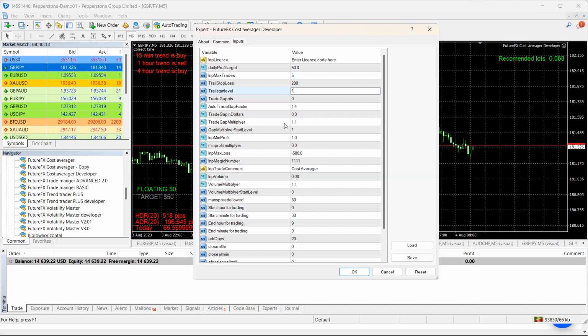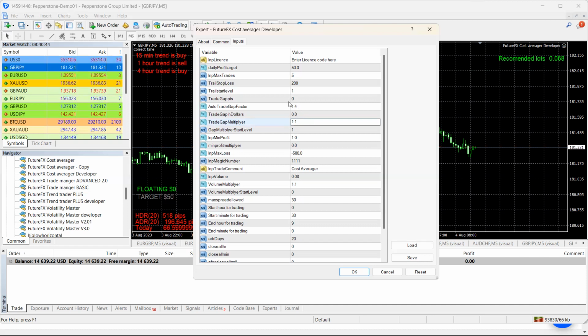Trade gap multiplier. Okay, so you're either using a manual input here or it's automatically calculating it off the average daily range. That'll calculate the distance between the first 2 trades. The trade gap multiplier, if you set that at 1, then all the trades will be exactly equidistant apart. If you increase the size of this, it's going to slowly increase the distance apart between the trades.